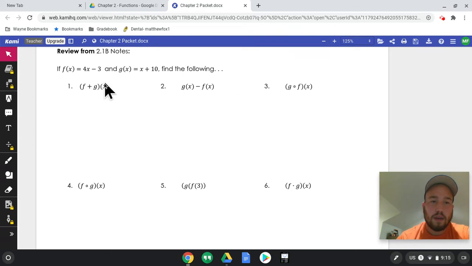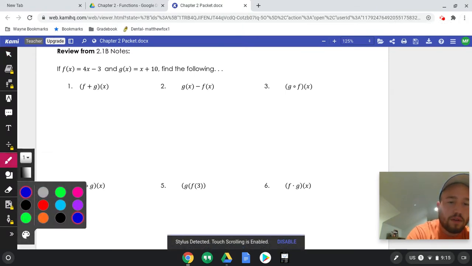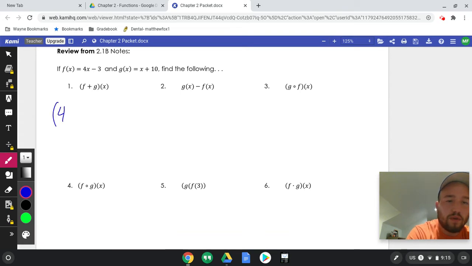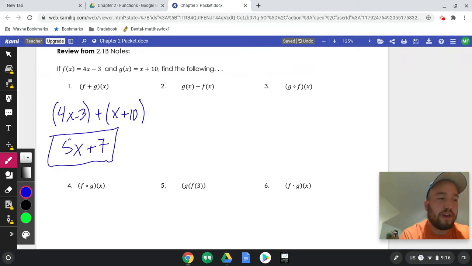So right here, we're adding f and g, our two functions, together. So we know that if we add those two together, it'll be 4x minus 3 plus x plus 10. And when we're doing addition, we can simply combine like terms. So we'll get 5x plus 7, and that will be our final answer for that one.